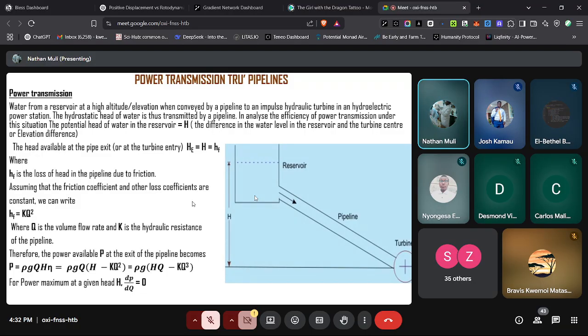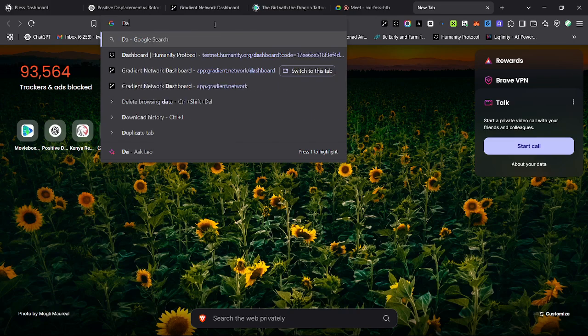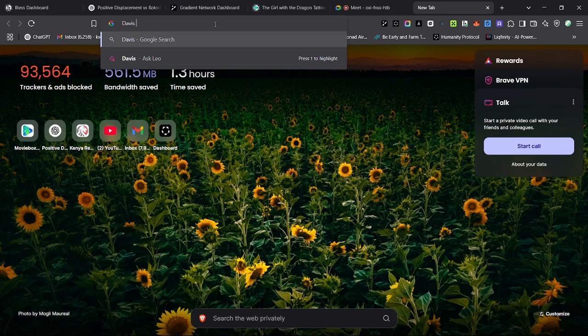Now, when you look at whatever is coming from a reservoir at a high altitude, or what is coming from Sasumua Dam towards Nairobi, that is elevation conveyed by a pipeline. If you fit on it an impulse hydraulic turbine, which in this case is a Pelton wheel, in a hydroelectric power station, the hydrostatic head of water will then be transmitted by the pipeline.